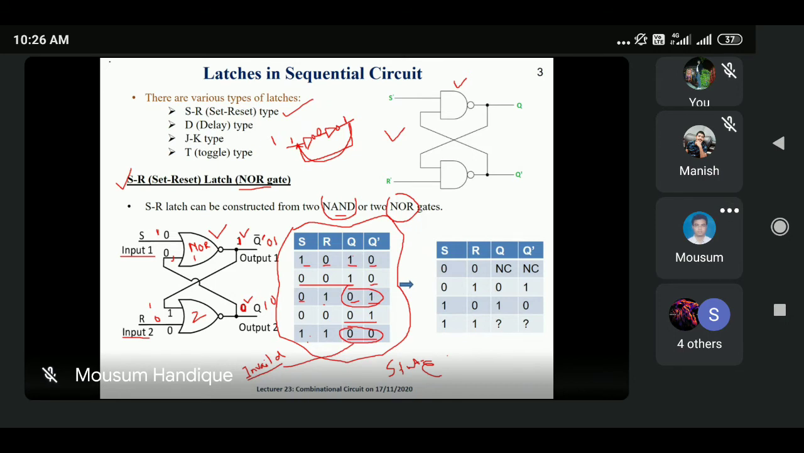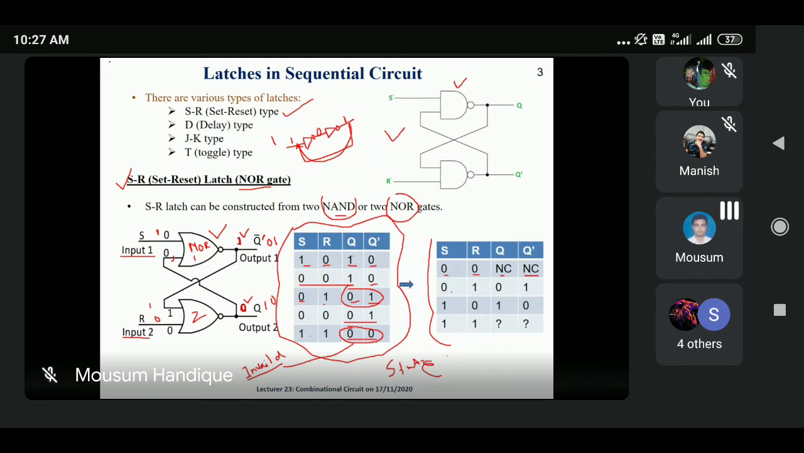that is called an invalid state. Okay, and based on whatever we are discussing, we can depict the same truth table in a simple way. Both are the same, but based on the properties and behavior of this particular table, we can construct it in this way. So that means when S equal to 0 and R equal to 0, at that time what happens? It is called NC. NC means no changes. That means whatever the outputs are, they remain the same.